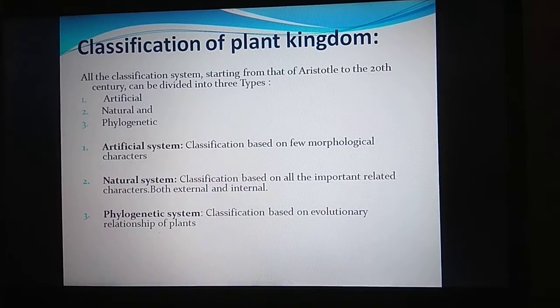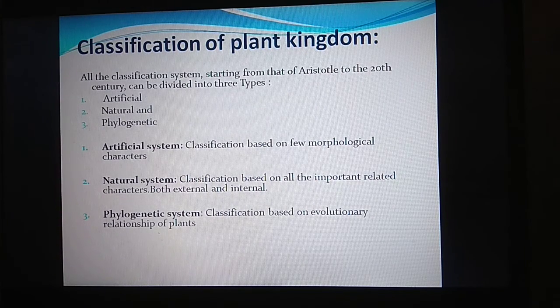Okay, now the plant kingdom is also classified into various types. The first type is the artificial, the second is the natural, and the third is the phylogenetic. In the artificial system, the classification is based on morphological characters. Few of the morphological characters are counted and plants are thus assigned in the plant kingdom.